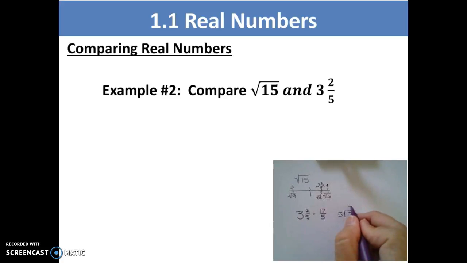5 goes into 17 3 times. That's 15. Bring down the 2. We have to add a decimal and a 0. 5 goes into 20 4 times. So 3 2/5 we know is equal to 3.4. Square root of 15 we said is approximately 3.8 or 3.9. So when we're comparing these, we can say the square root of 15 is less than 3 2/5.